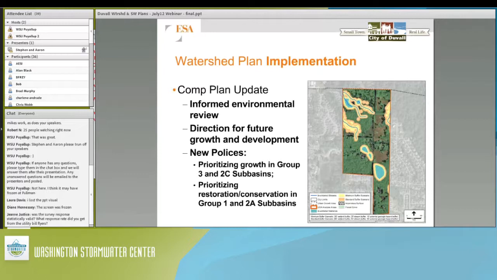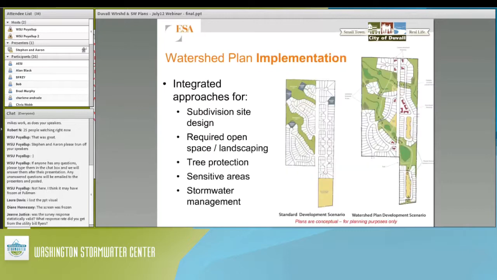So at a very high level, these new policies focus more growth, prioritize more growth within group 3, which is the urban development portion of the city, and group 2C subbasins, whereas it really prioritizes restoration and conservation within group 1 and 2A subbasins. And as we're implementing these actions, we take incremental actions to increase protections as you get closer to those subbasins that are assigned group 1 and group 2A designations.